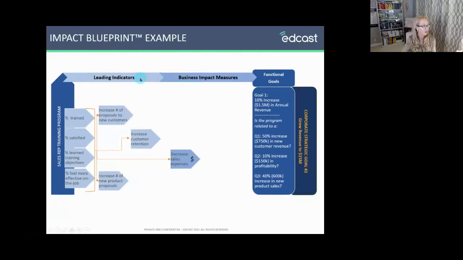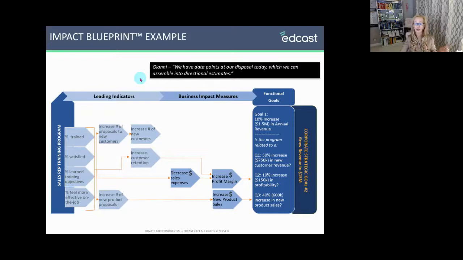Okay, so I'll come back to the model now. So Gianni says we have data points at our disposal today, which he's right. And we can assemble those into directional estimates. So in the impact map, the leading indicators are your directional indicators. So let's say we roll out a sales training program. It's going to take us a while before I can tell you we've had a decrease in sales expense or we've increased profitability. I can't roll out a program today and in 1 week tell you we've impacted the business with a reduction in sales expenses, we've increased the profit margin. It's going to take me a minute to do that. I can do that, but there's other things that have to happen for me to get there.